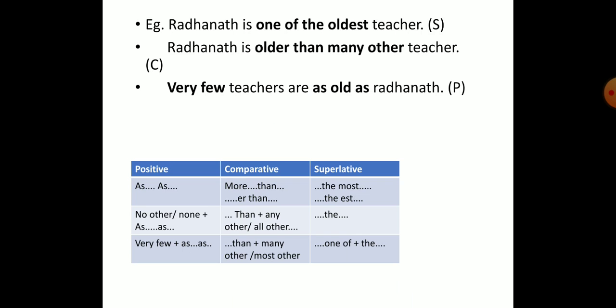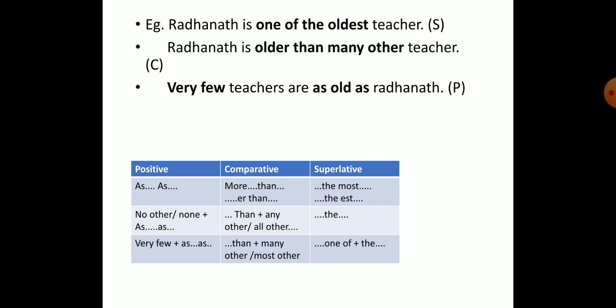Here we are: Radhanath is one of the oldest teachers. Now this is superlative. How do I know? Because of one of the and est. Now the question is, what was the difference between the previous one and this one? Very simple, one of. Yes, the difference is one of. So this is my type 2. Whenever you see one of, then my comparative I have to make with than, and after than many other or most other. Let me give you this answer.